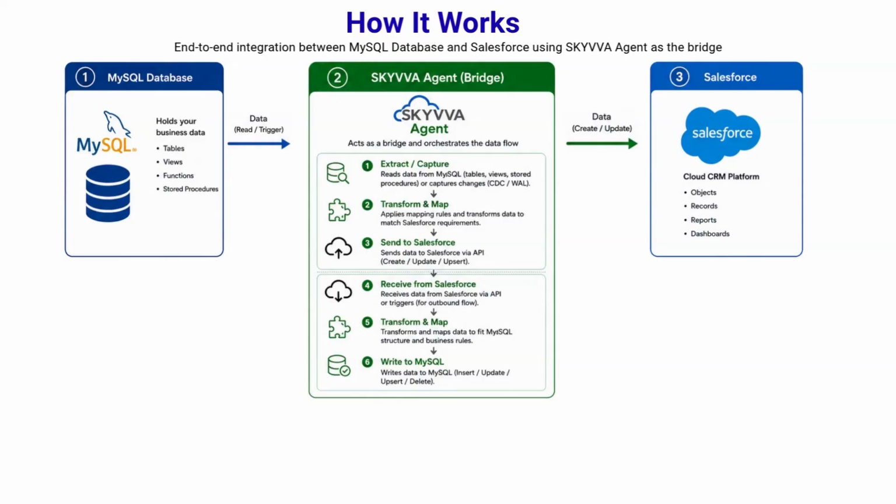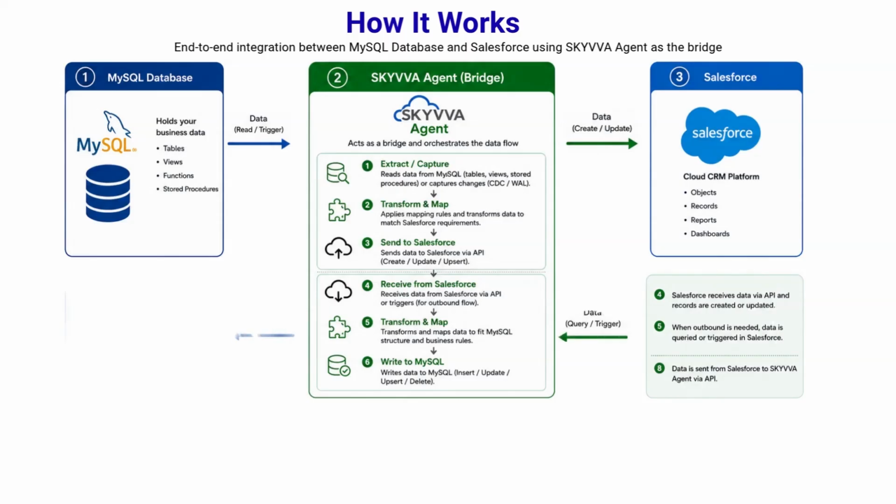For outbound processing, Salesforce can also act as the source system. SKYVVA Agent queries or retrieves data from Salesforce whenever outbound synchronization is required and sends it back to the MySQL database. Step 4. Complete data synchronization.